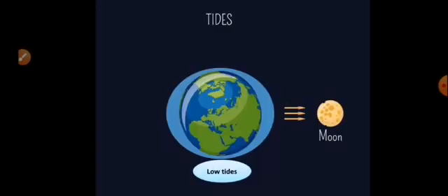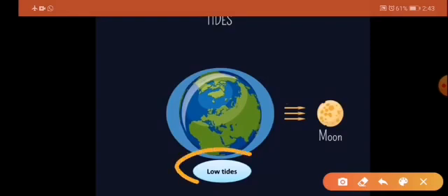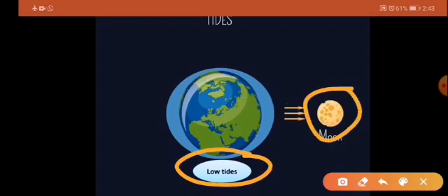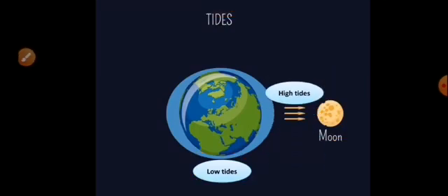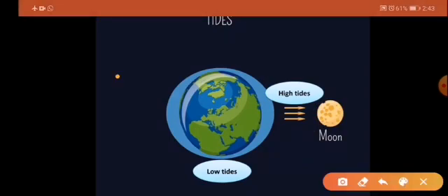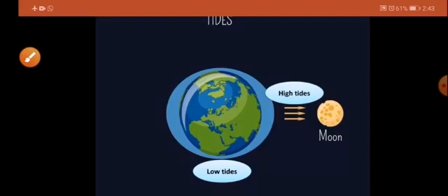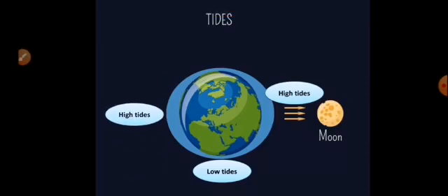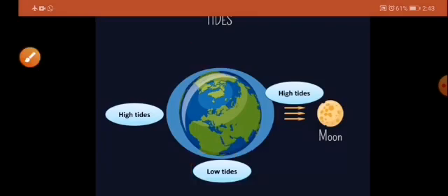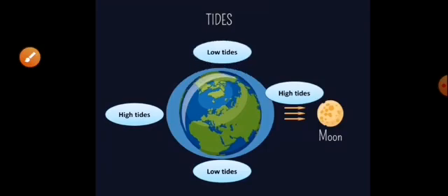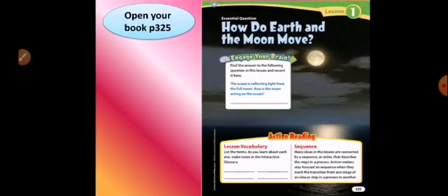Again, here, this place has a low tide. So, the moon now is above this part. So, will it be high tides or low tides? Very well, high tides. And will the opposite side have low tides or high tides? Very well, high tides. And the two places between the high tides will be low tides. Very well.